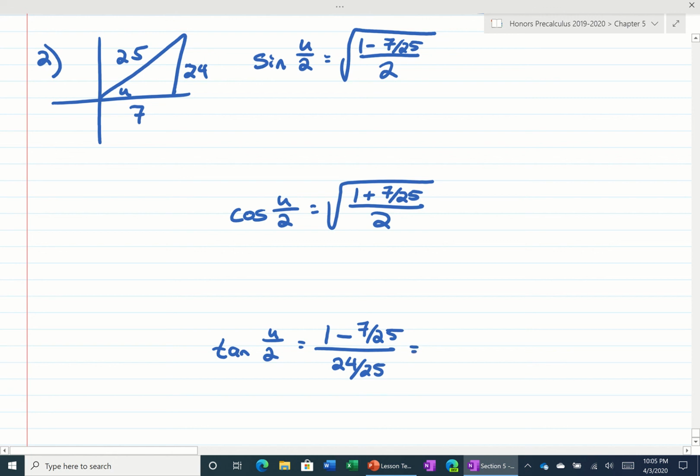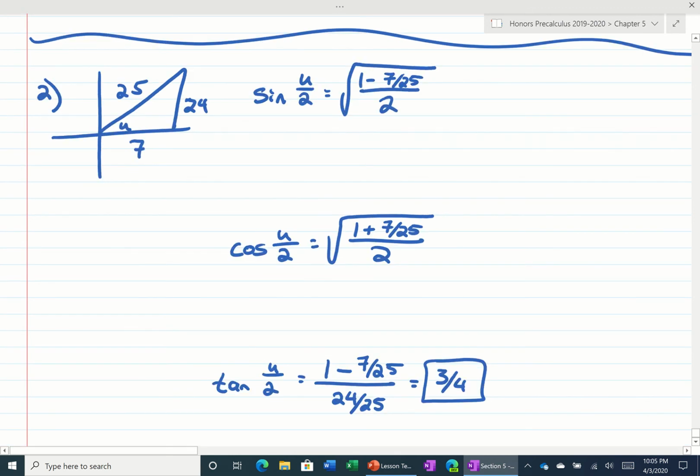Okay, this one's probably going to be the easiest to find. I'll just get that first. 1 minus 7 over 25, divided by 24 over 25. And that gives me 3/4. Okay, for these other ones, it's a little tricky. I want to try to get a perfect root in the bottom. Mr. Celia would be okay with this, that's what he told me, but I am just going to do the right thing and find out what makes the bottom a perfect radical.